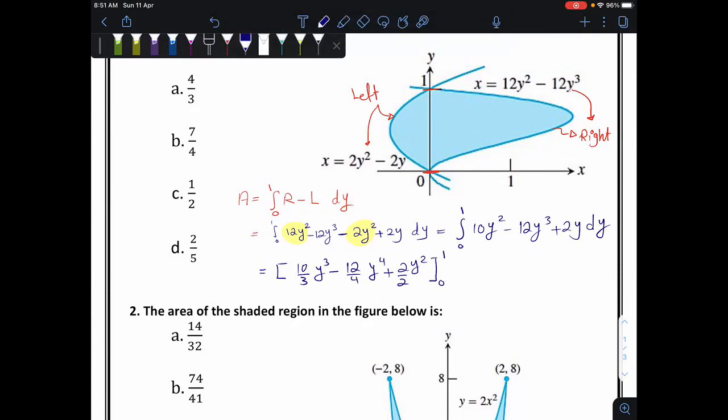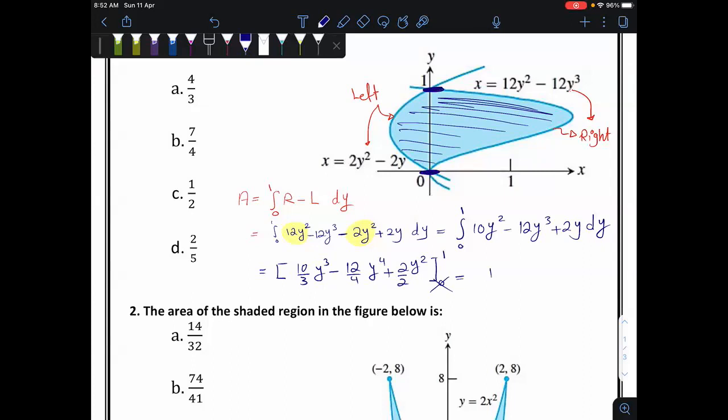Substituting here, guys, from 0 to 1, because we are parallel to the y-axis. So from 0 here to 1 here. This encloses the area between 0 and 1. I will not substitute 0. Why, mister? Because we have y in all terms.